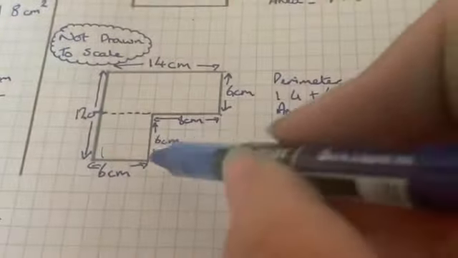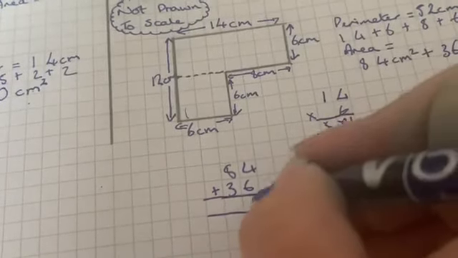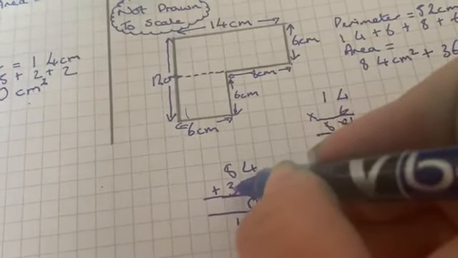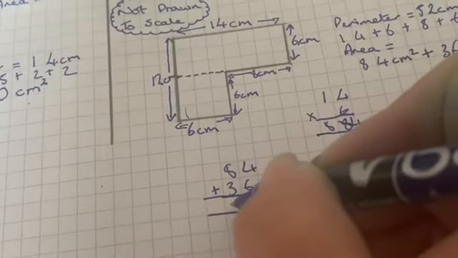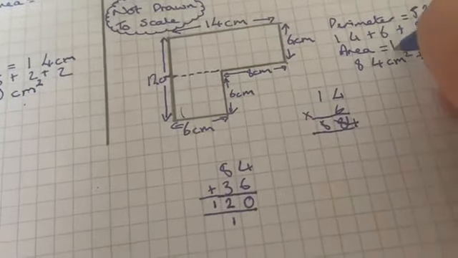Now let's add those two together. 84, add 36. Let's hope I put my numbers in the right column this time. 4 plus 6 is 10. 8 plus 3 is 11. Plus 1 more is 12. So our total area of that shape is 120 centimetres squared. Hopefully this will help you when it comes to area and perimeter.